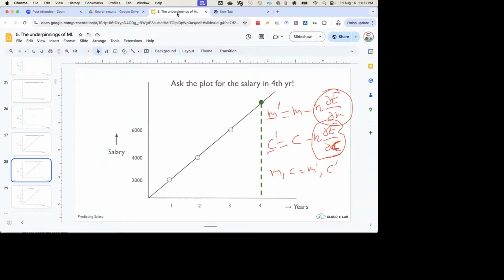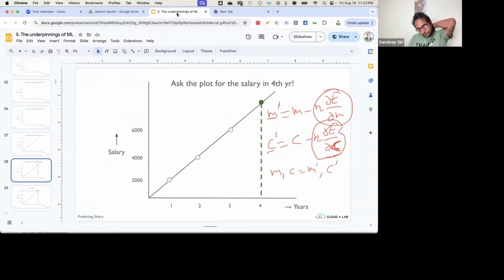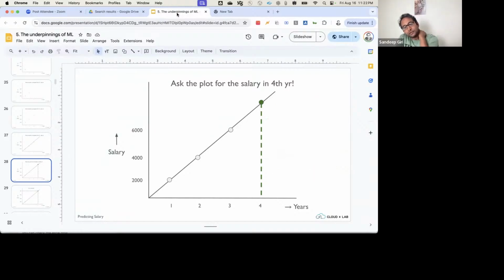Because to get the error itself is going to be big if you have a large data set. So there is a lot of computation there. And this is why NVIDIA is making money.